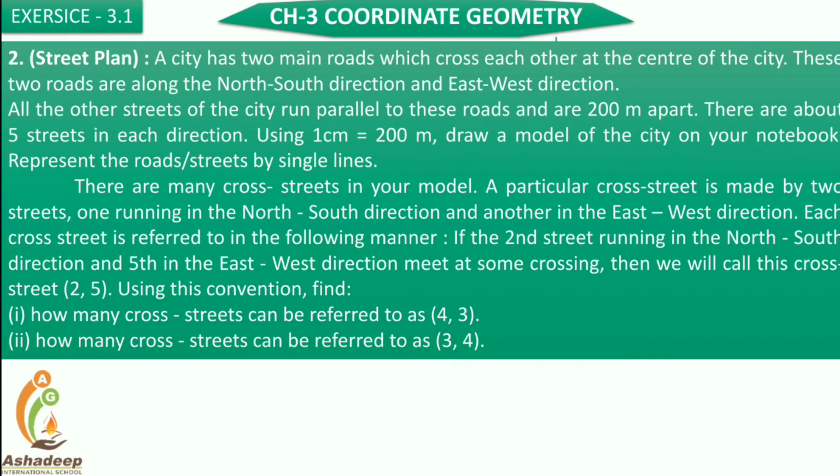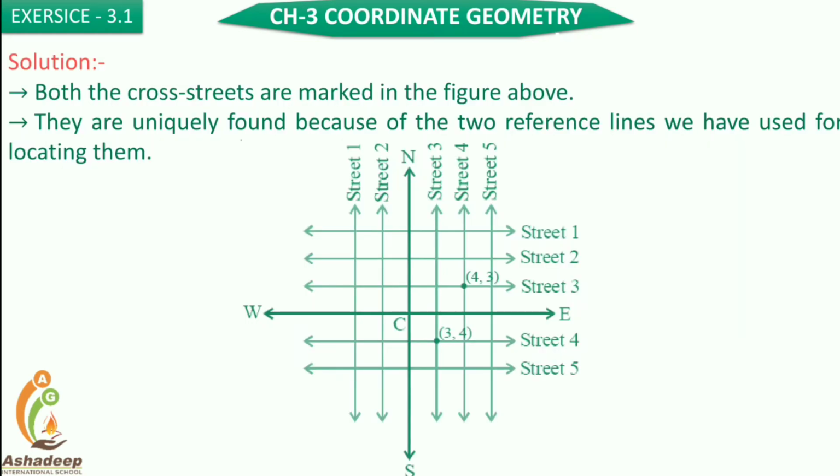This is the street plan, and we have to say how many cross streets can be referred to as a 4-3 and a 3-4. Only one possibility will be there. Let's see here. This is the 4-3 and this is the 3-4. Why? Because this is the third street, right?